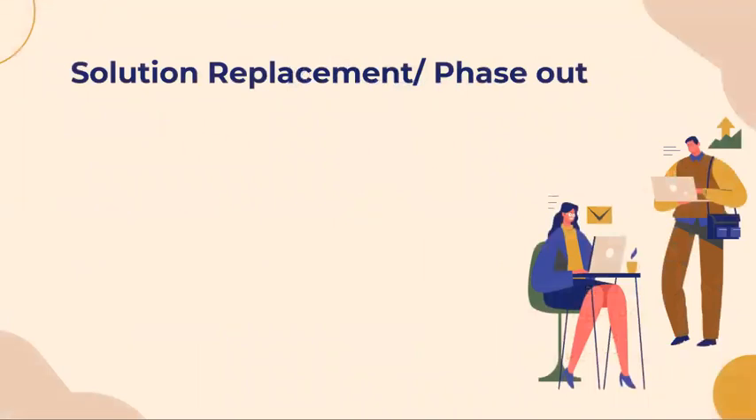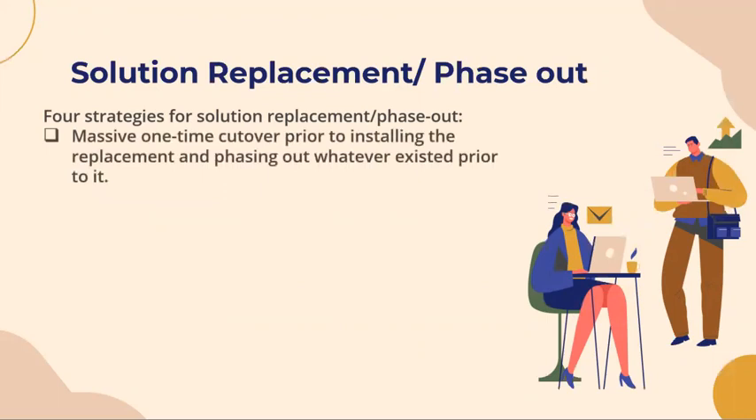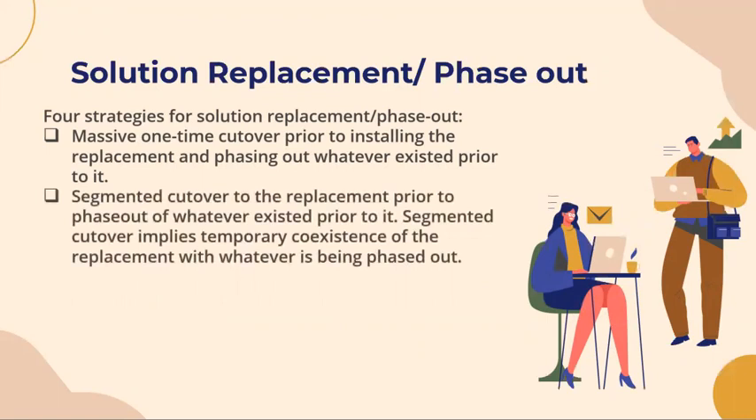Next, solution replacement phase out. So in general, there are 4 strategies for solution replacement phase out. These strategies apply equally well to automated, manual, and mixed solutions. So first, we have the massive one-time cut over prior to installing the replacement and phasing out whatever existed prior to it. Second, segmented cut over to the replacement prior to phase out of whatever existed prior to it.